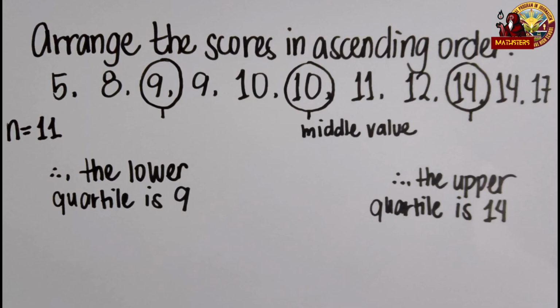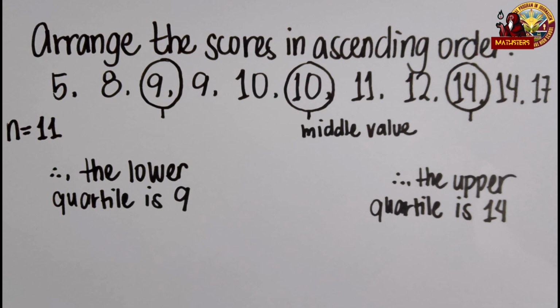Since 11 is an odd number, the median or second quartile is the middle value of the ordered data set, which is 10. This divides the data into 2 halves: the lower half, which is 5, 8, 9, 9, 10, and the upper half, which is 11, 12, 14, 14, 17.